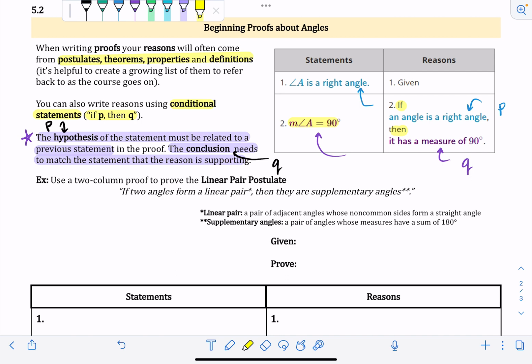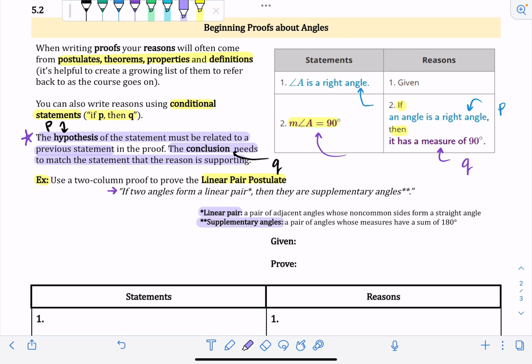Okay, so for our example, we're going to use a two-column proof to prove the linear pair postulate. The linear pair postulate says, if two angles form a linear pair, then they are supplementary angles. And if you don't remember what a linear pair is or a supplementary angle, it's not a big deal. I have them defined down below. A linear pair is a pair of adjacent angles, meaning angles that are side by side, whose non-common sides form a straight angle, which is essentially a straight line. And supplementary angles are a pair of angles whose measures have a sum, or add up, to 180 degrees.